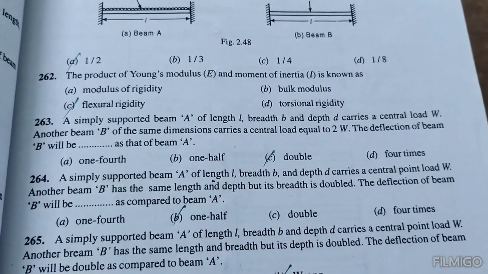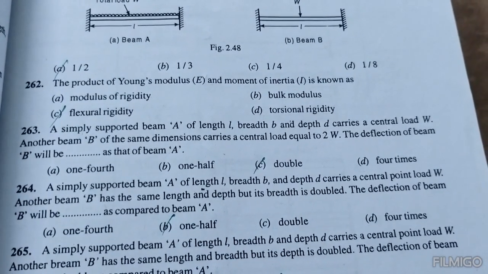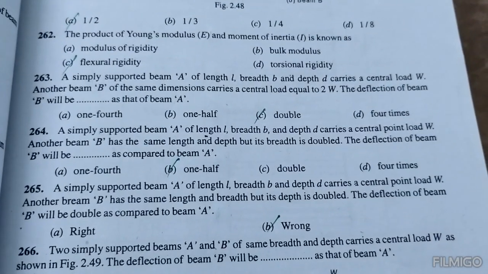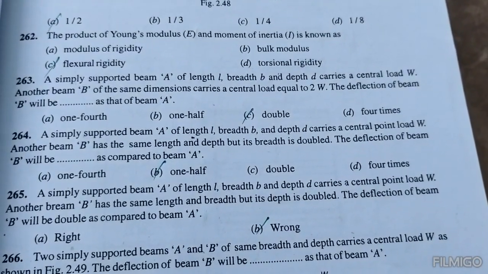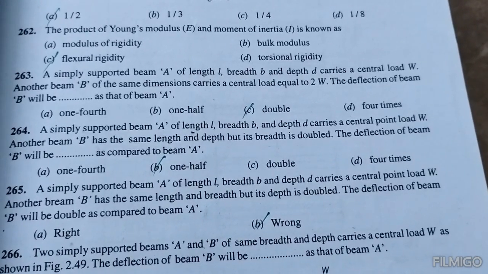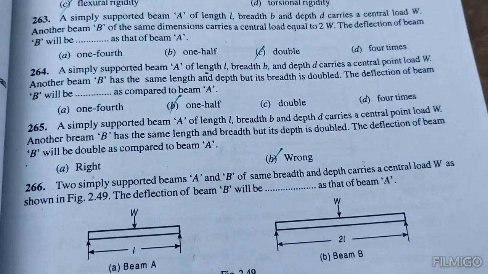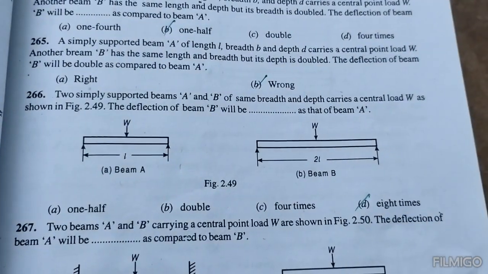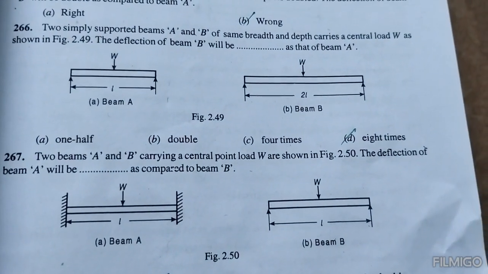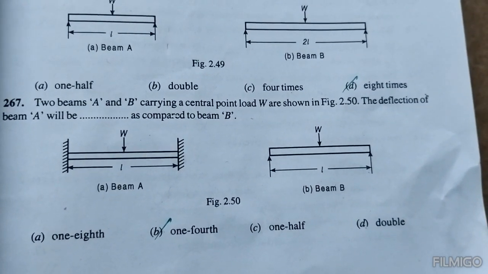Simply supported beam A of length L carries a load, and another beam B carries the same load. If the deflection of A is equal to double the deflection of B, the beam depth will be doubled. With the depth doubled, the deflection of B will be 1 by 8 that of beam A. This is 8 times. For beam 2 carrying a point load, the deflection is 1 by 4.